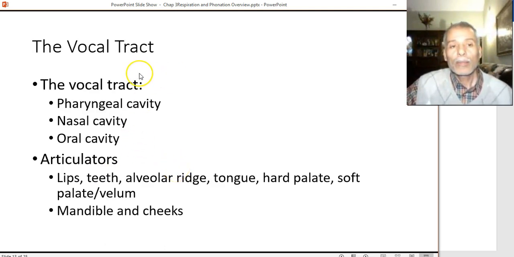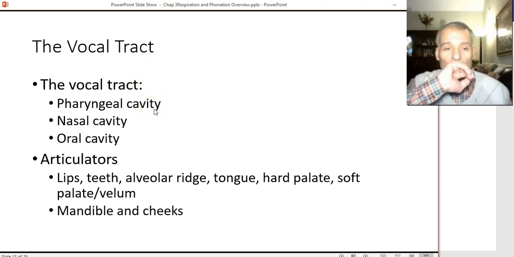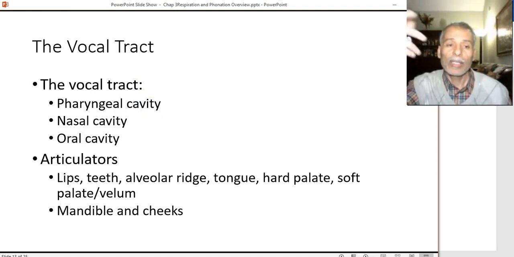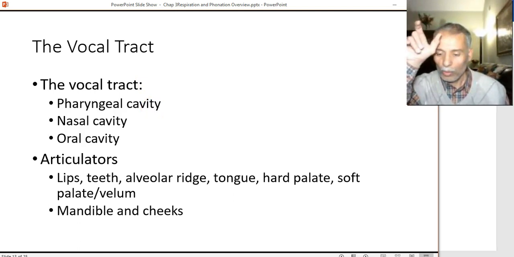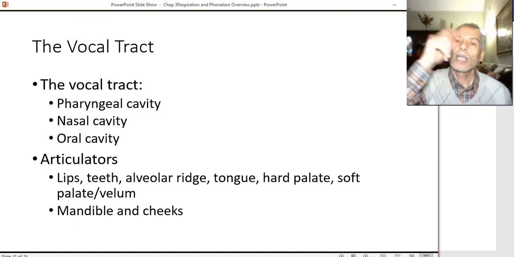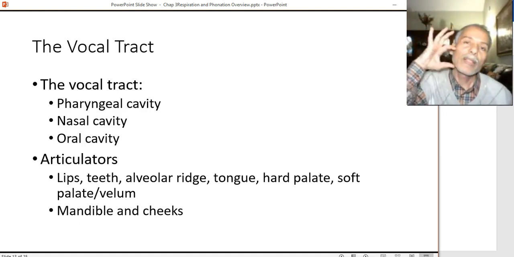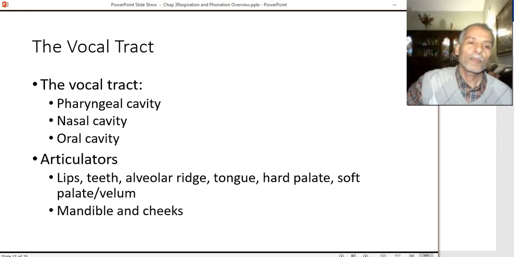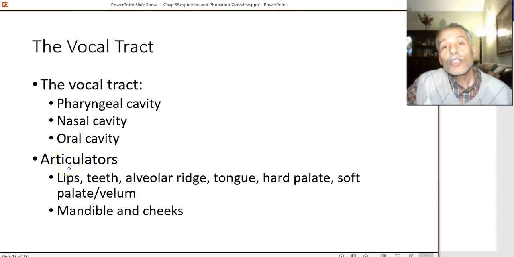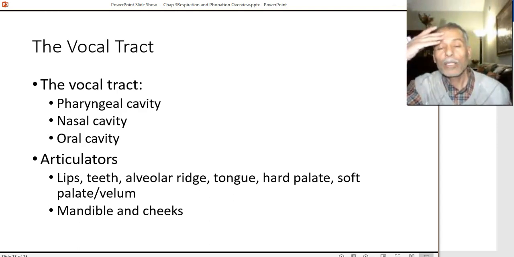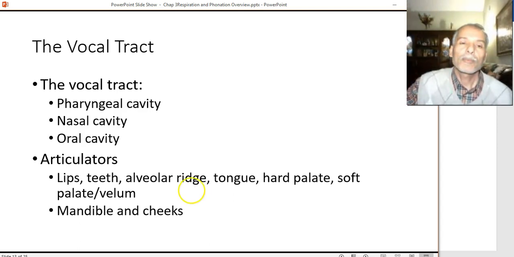So the vocal tract is the system for articulation, and it consists of the pharyngeal cavity, the nasal cavity, and the oral cavity. So you have a vertical tube, that's the pharynx, and then the oral cavity, and then the nasal cavity. The articulators, or organs of speech, include the lips, the teeth, alveolar ridge, tongue, hard palate, soft palate, or velum, and also the mandible and the cheeks. These are the articulators, or the organs of speech.